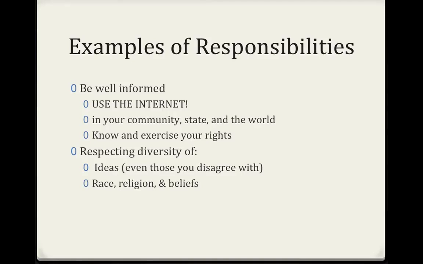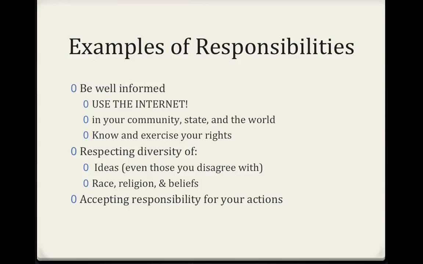Respecting diversity in race, religion, and beliefs. We are a nation that is absolutely full of immigrants. All of us at one time or another in our family have been immigrants. Even if you're Native American, it could have been 10,000 or 40,000 years ago. We have all immigrated at one time to this place that we call the United States. So respect the diversity that's found here in America.